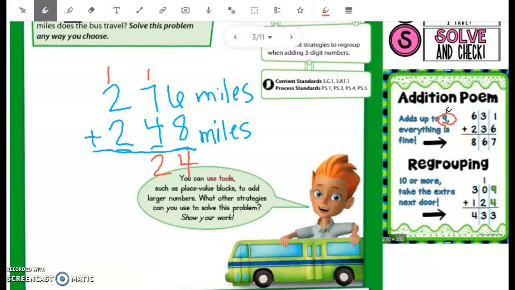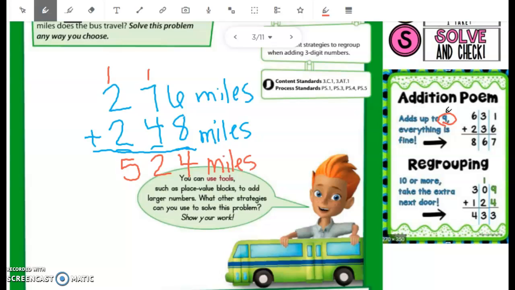Now in my hundreds place, I'm going to add 1 plus 2 plus 2. I know 2 plus 2 is 4, plus 1 more is 5. That is below 9, so everything is fine. I need to make sure I always add my units, miles.